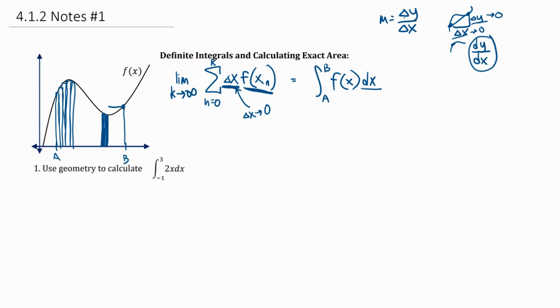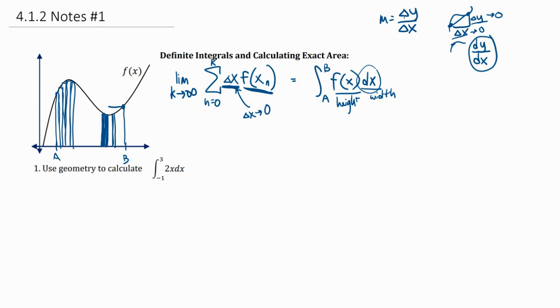Because again, if we have an infinite number of rectangles, then each one has to be infinitely thin. And again, this is the height of each rectangle, and this is the width. So people often get confused about this dx here. A lot of students understand the f of x part, that's the function. They understand the a to b part, that's the bounds, but dx often gets left off or forgotten about or misunderstood.